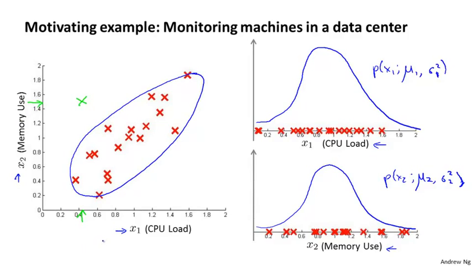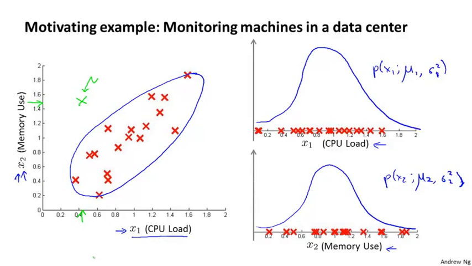In the data of my good examples, it looks like the CPU load and the memory use sort of grow linearly with each other. So if I have a machine using lots of CPU, memory use will also be very high. Whereas for this green example, the CPU load is very low, but the memory use is very high, and I just have not seen that before in my training set. It looks like that should be an anomaly.